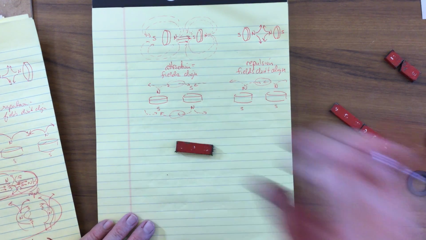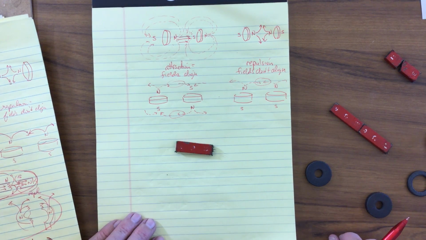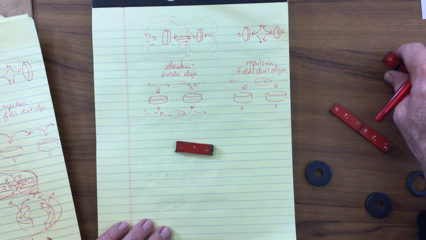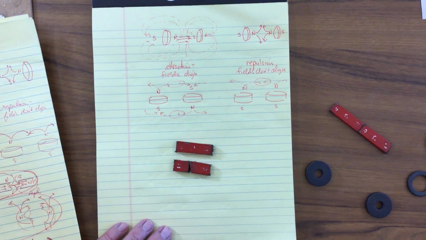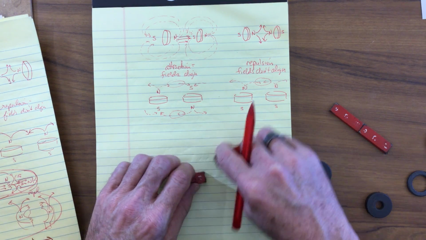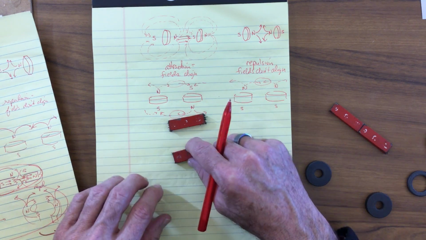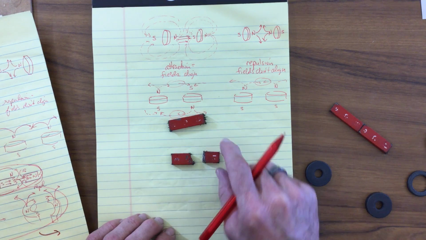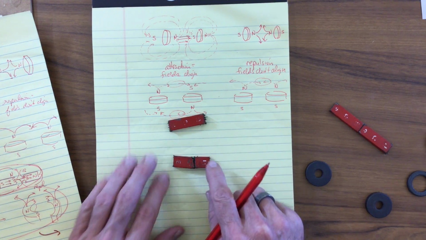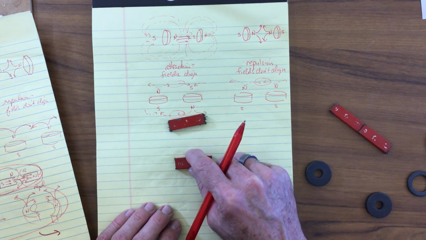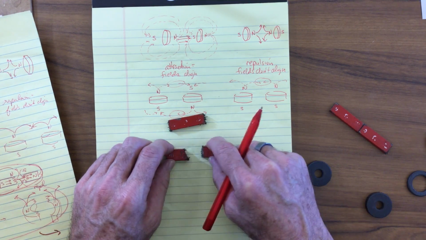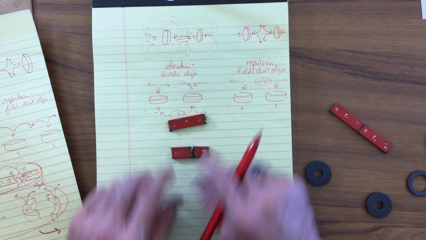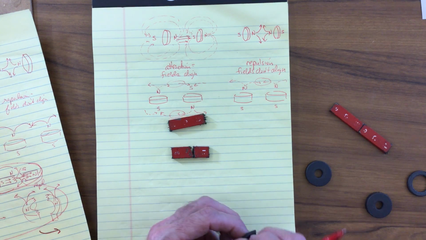So what I've done is I've taken a magnet, just like this, and I've taken a hammer to it and cut it like this. Actually, here's the north over here. And if you notice, the north is still aligning with this over here.